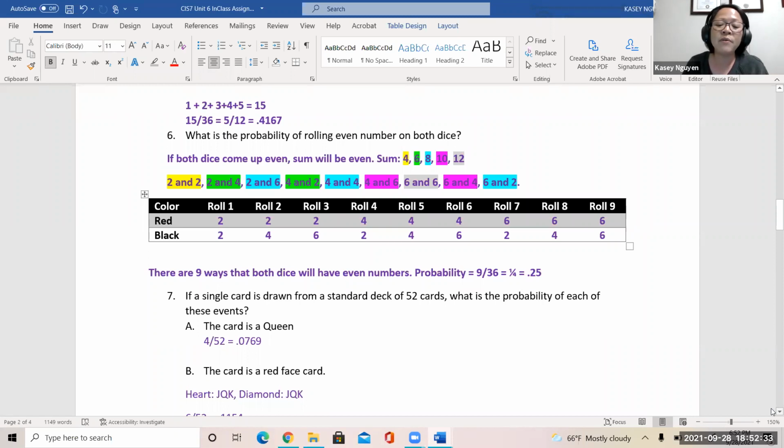So you have 4 queens in a deck, just like how you have 4 kings or 4 jacks. So 4 out of 52. And you can reduce that down further, or you can put it down to decimal if you want. So to draw any queen, that will be close to 8%.